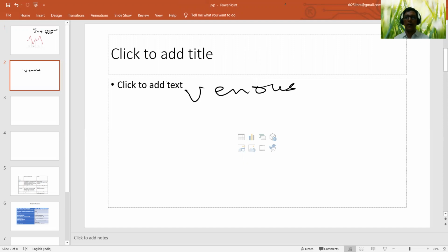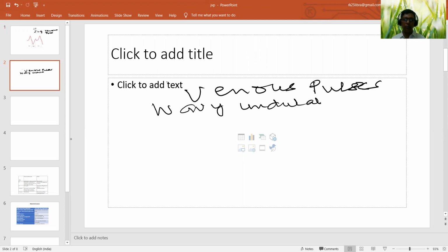Important characteristics of venous pulses, because once I talk about the venous pulses, then only I'll be able to talk about JVP. First of all, the most important characteristic of your venous pulses is that they are wavy and undulated.